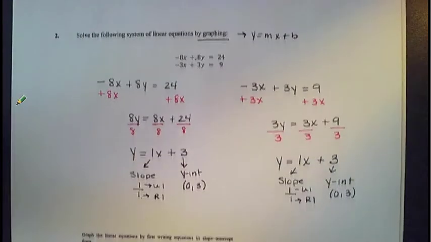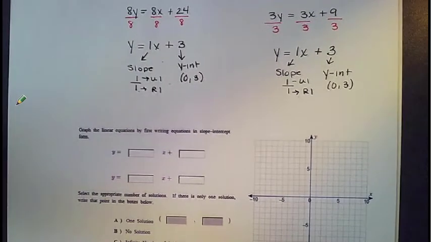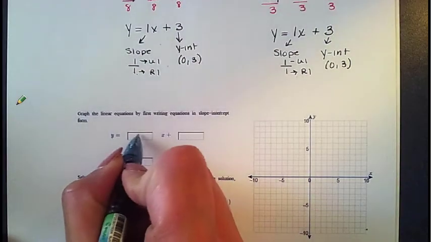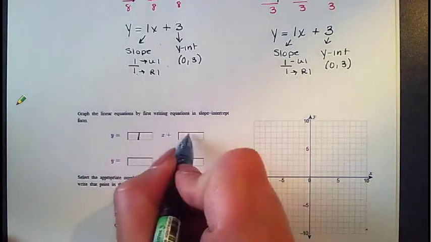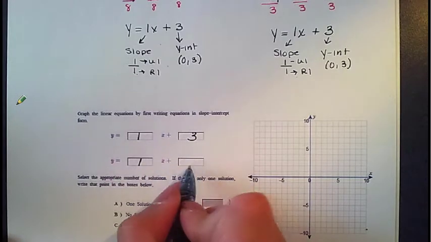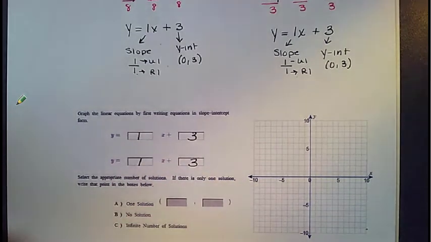But let's go ahead and go down to our answer area here. And remember, when we put our answer into our homework, it's going to be a 1 here for our slope, and then a 3 here for the y-intercept. Same thing for our second line. We had a 1 for our slope and a 3 for our y-intercept.